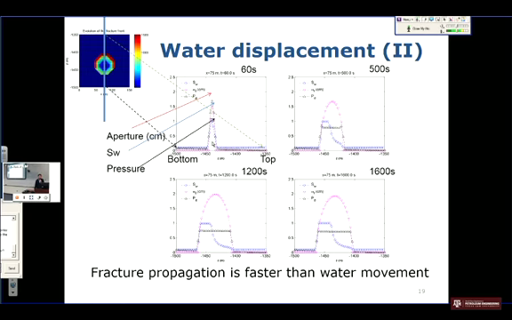At the initial time, the water movement is almost the same as the fracture movement. However, as time goes on, there's a gap between the fracture propagation and the waterfront. This inconsistency of the movement between the flow and geomechanics is actually due to the difference in the time scale between the flow and geomechanics. Geomechanical responses are immediate, faster than the flow responses.